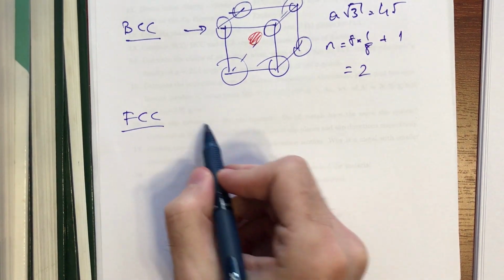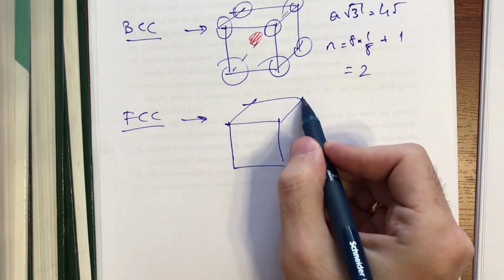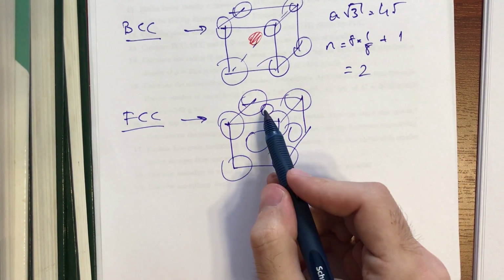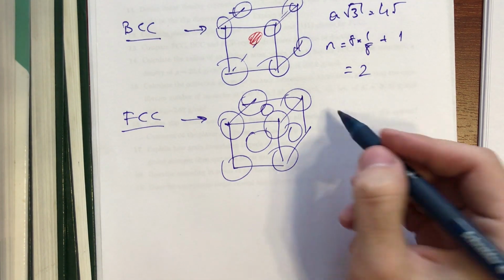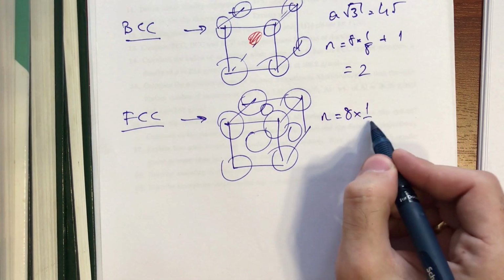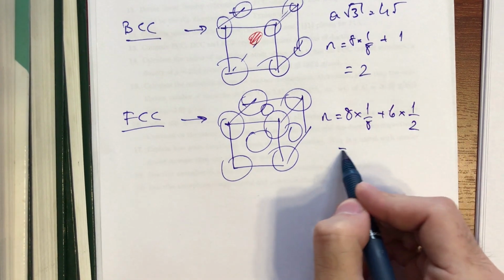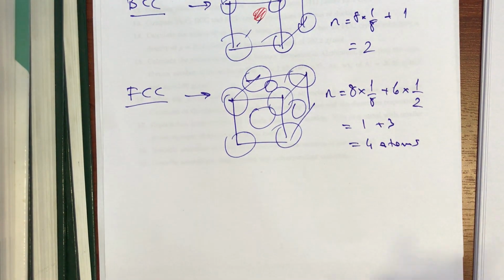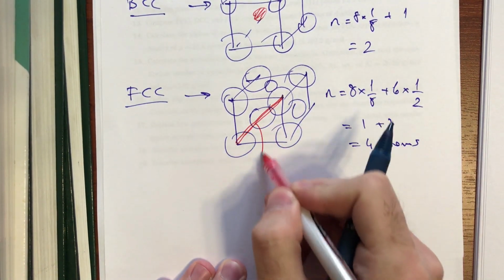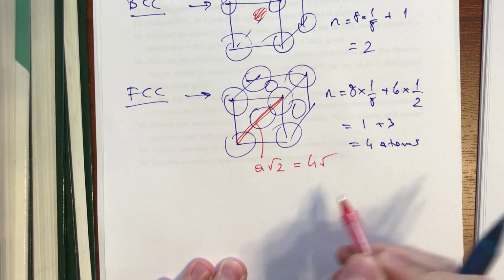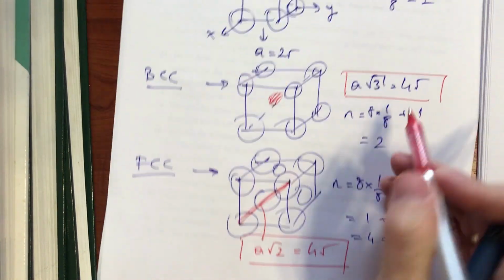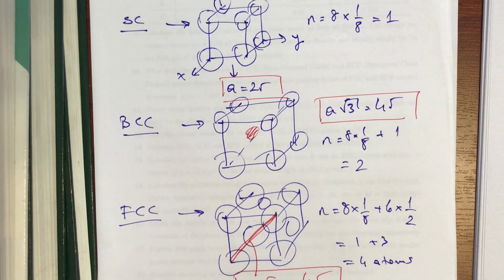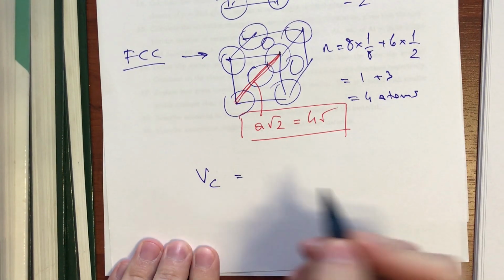And what do we know about FCC? If we do the same thing, I've just drawn top, front and right side atoms. The number of atoms is 8 corner atoms plus 6 face atoms. That's going to be 4 atoms. What about the a and R relation? Well, the atoms are touching each other on the face diagonal this time. Then a square root 2 is going to be 4R. So for every structure, we have the a and R relation, and we have the number of atoms. The a and R relation is important to calculate the volume of the unit cell, since for all three structures, the volume of the unit cell is going to be a cubed.